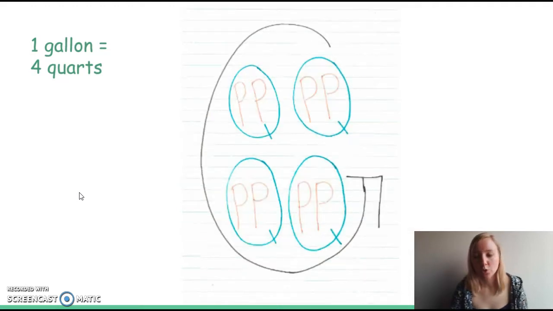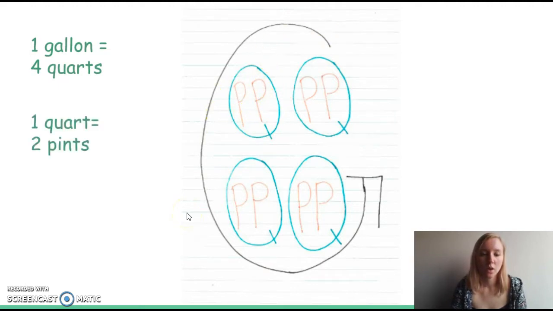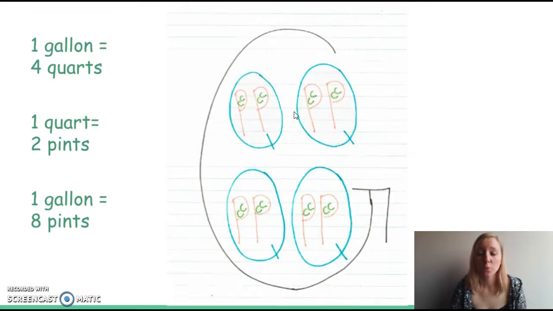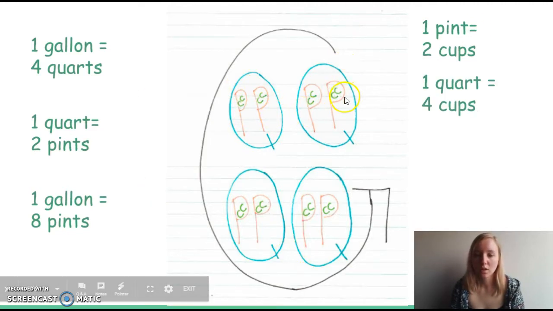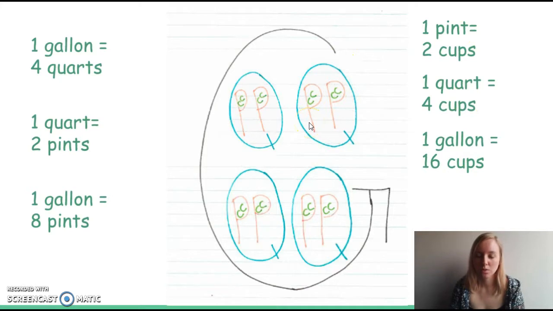Now, in each quart, we have 2 pints. So 1, 2 pints in each quart. So then in 1 gallon, we have 8 total pints. Now, in each pint, we have 2 cups. So 1 pint equals 2 cups. In each quart, we have 4 cups. And then each gallon, there are 16 cups.